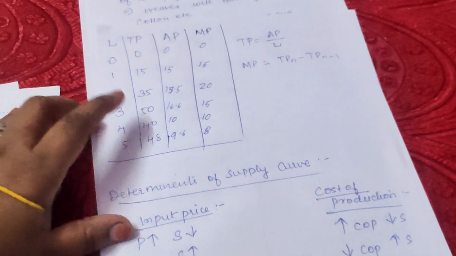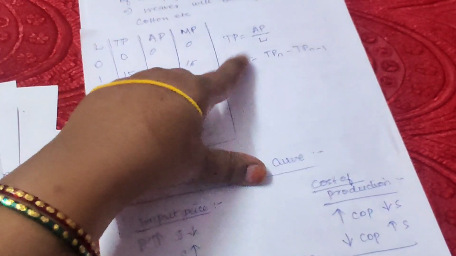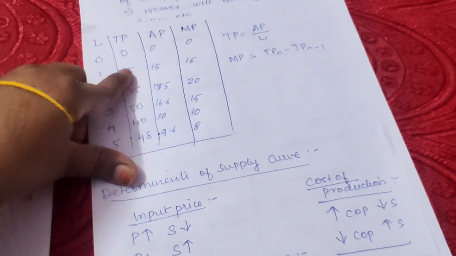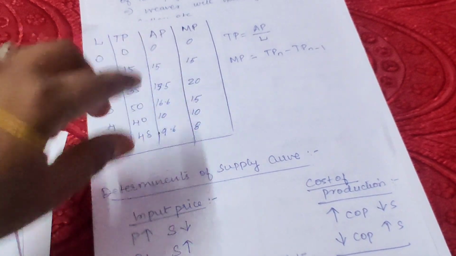After that, it is very important, it will surely come. As per this formula, you have to do. It means TP divided by L is AP, TPn minus TPn-1 is MP.